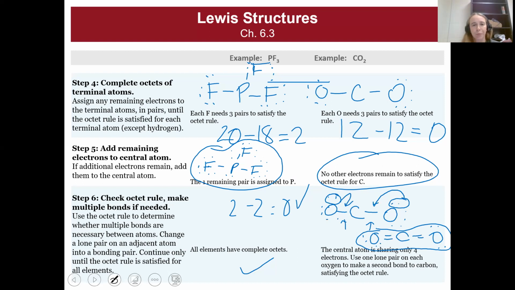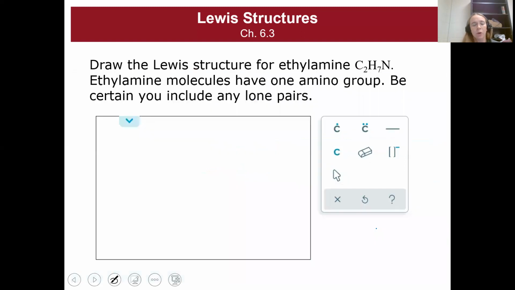Cool. Alrighty. So your homework is going to have you draw the Lewis structures online, obviously, because it's online homework. So I just made a little video of what the molecule builder looks like on ALEKS, in case you haven't gotten that far yet.